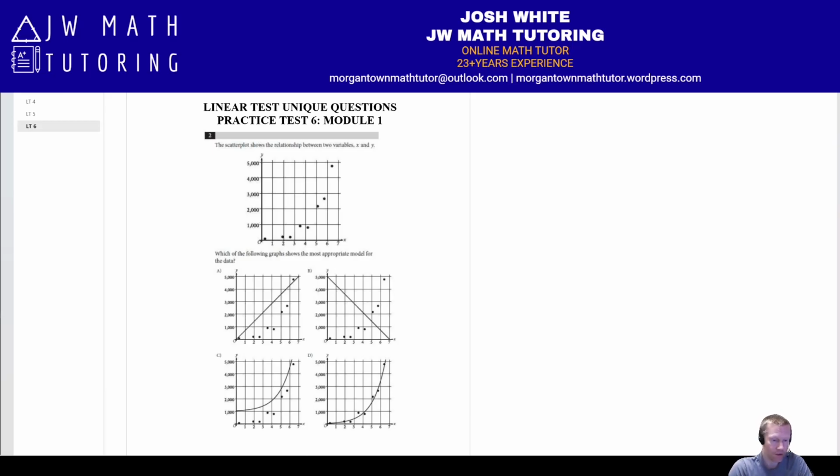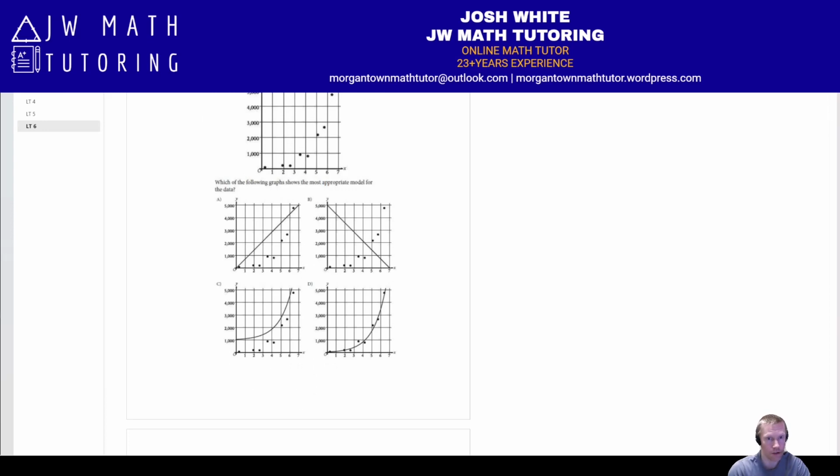All right, so that being said, starting off, question number 2. We have a scatter plot here, the relationship between two variables, and we want to know which of these graphs basically shows the most appropriate model. If you notice, first of all, as the x increases, the y also increases, so we can get rid of this one right away. And you can see that the increase is pretty slow at the beginning, but then it picks up towards the end, so D is just going to be the correct answer here.